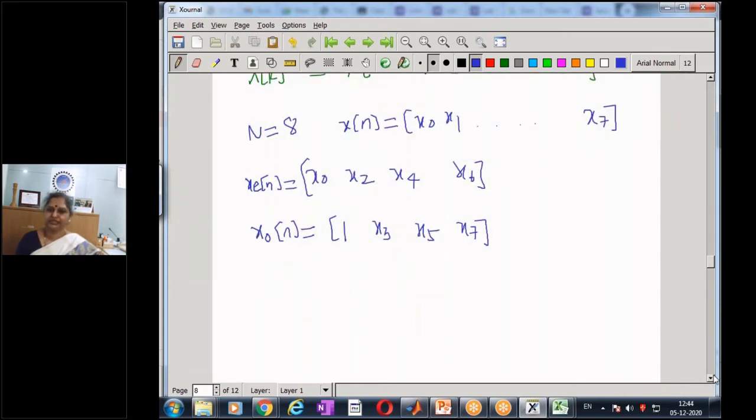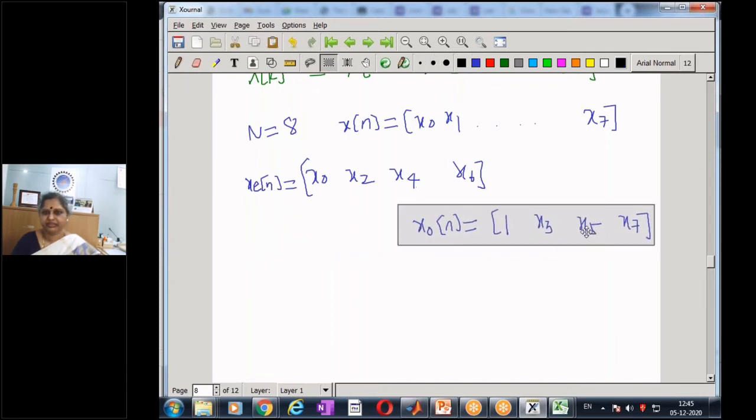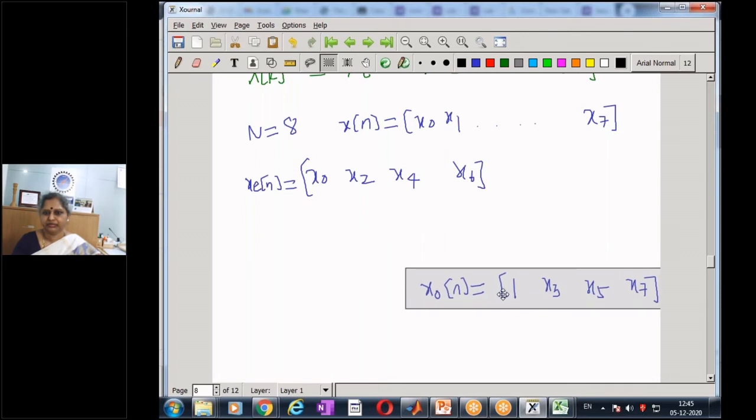Now, one possibility is to compute the 4-point DFT of the even sequence, compute the 4-point DFT of the odd sequence, and then combine them into the 8-point DFT. Otherwise, since this is a 4-point DFT, I can split each of them into smaller sequences of 2 each. So once again, I take my x even of n and I split it. So this is my even and this is my odd sequence.